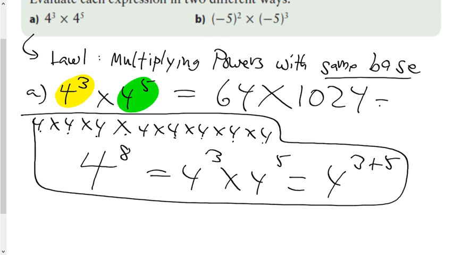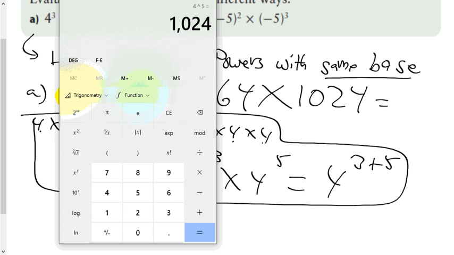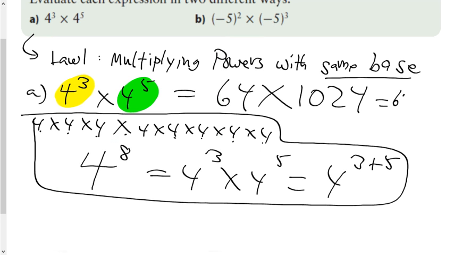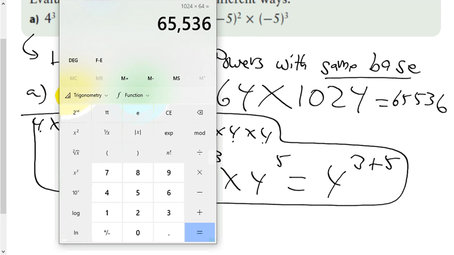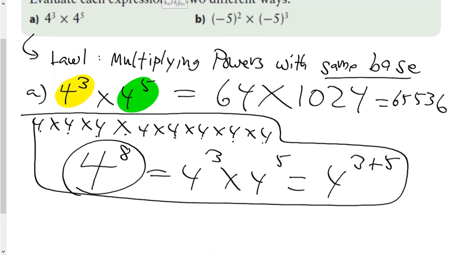And when I work that out with a calculator, 64 times 1024, it gives me 65,536. Now, if this is correct, you all agree that this also should be 65,536, right? So if I take a calculator and go 4 to the exponent of 8, it actually works out to be the same answer, okay?